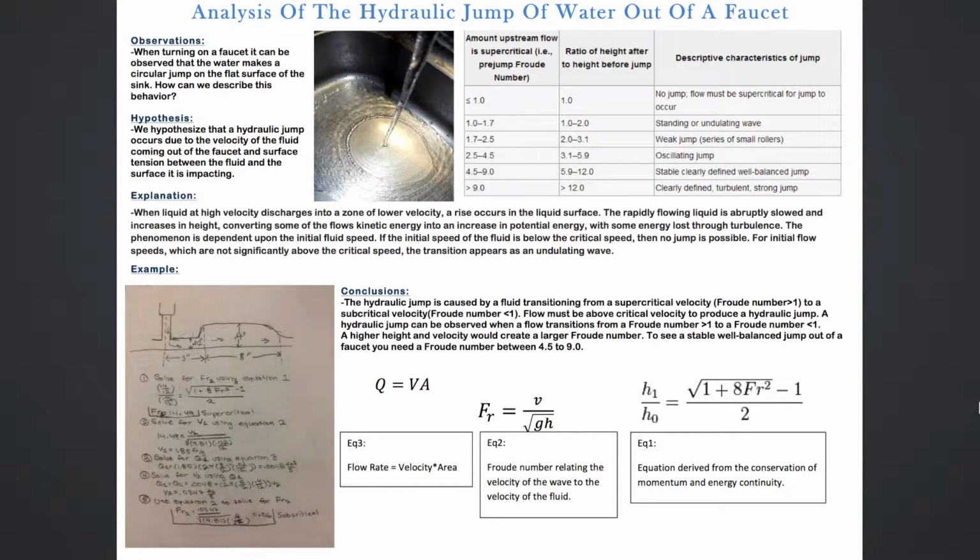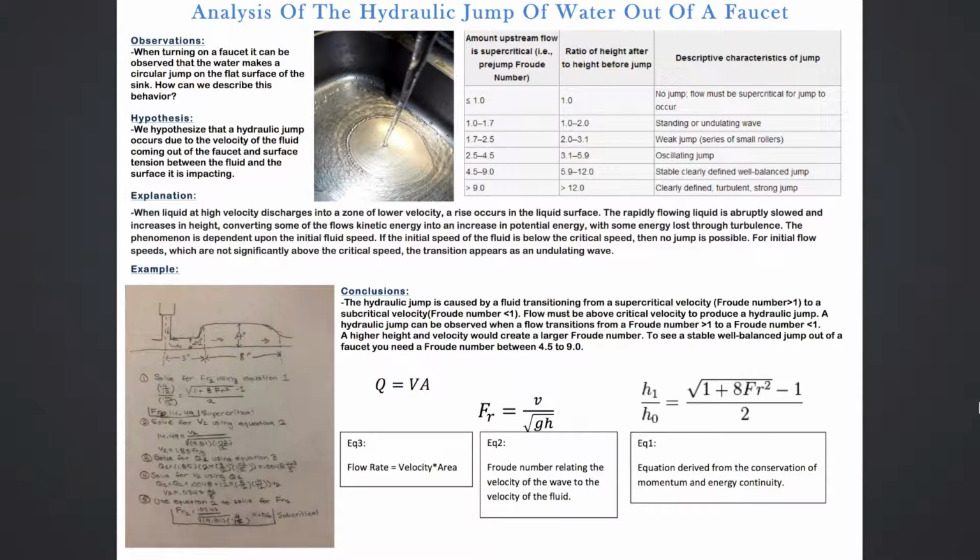Lastly, for our fifth step, we plugged our second velocity back into equation 1 to find our second Froude number, which was less than 1, indicating that it was a subcritical flow and a jump has occurred. The chart above relates the initial Froude number and ratio of heights to the description of the hydraulic jump.